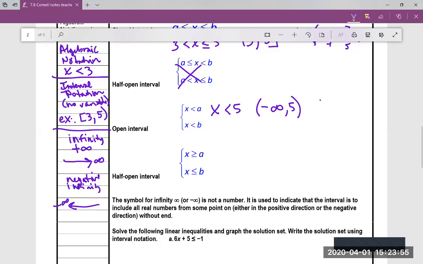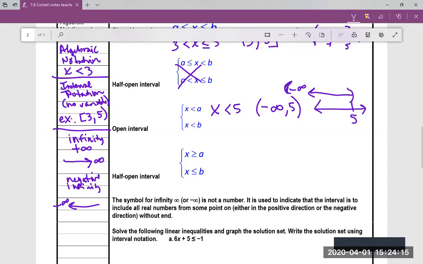Sometimes I like to actually graph it before I go back and do the interval notation. So 5 would be our important number. It cannot be equal, so we're going to do that. And it goes all the way to negative infinity. So the solution set here is negative infinity to 5.